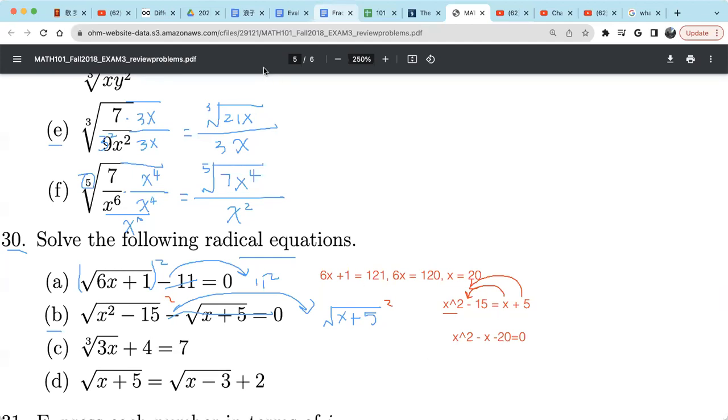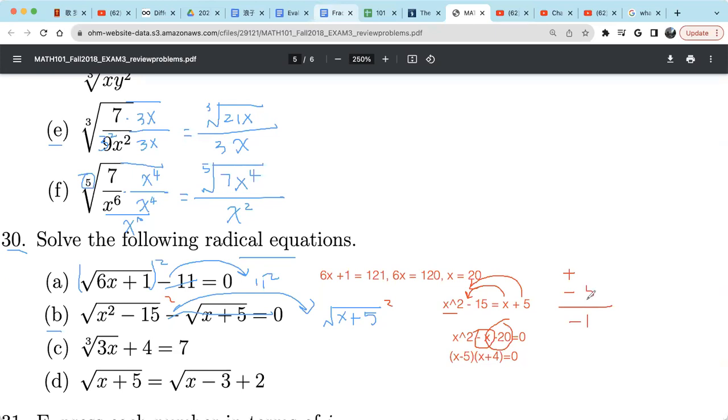Now negative 20 can be factored. So we want to factor this into 2 factors, 2 binomials. So it can be factored as x minus 5 and x plus 4 equals 0. Right? How do I factor this? I'm thinking about factors of negative 20, 2 factors that multiply to be negative 20. That means one has to be plus, one has to be minus, right? Then these 2 add up to be negative 1, because the number before negative x is negative 1.